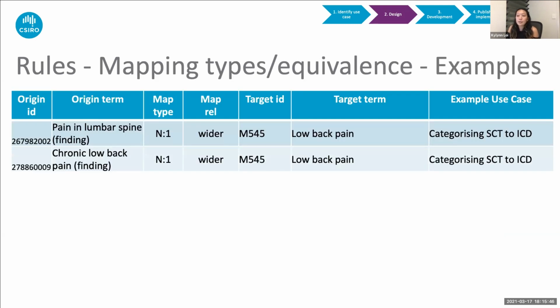So just some examples here. If your original term is, say, I am categorizing SNOMED clinical terminology to a classification, I would start with a very specific code like pain in lumbar spine or chronic low back pain, and then I might go to a wider map to an ICD code, low back pain. Because I am moving to a classification, I'm happy with a wider relationship, and that's fine.